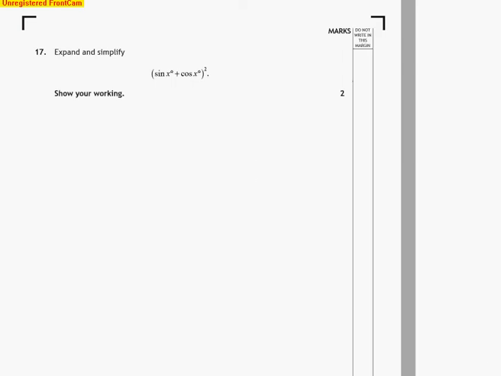Okay, nearly there. Absolutely nearly there. So in the exam right now, feeling good, feeling happy, feeling confident, thinking, right, this is it, on the home stretch. Question 17, trigonometry. Expand and simplify.